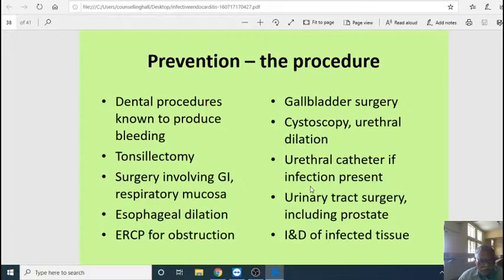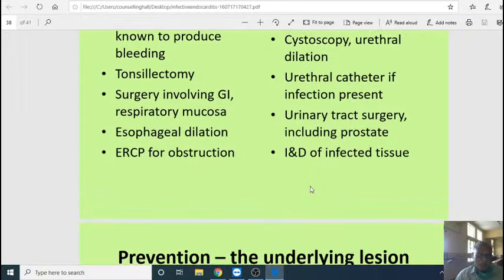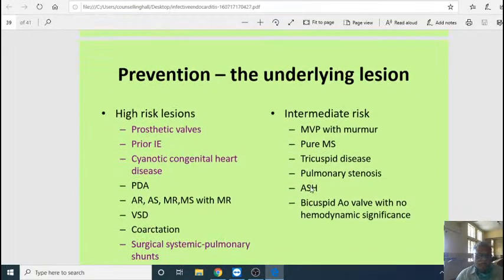Procedures to consider: the dental procedure is known to produce bleeding, and tonsillectomy, surgery involving GI and respiratory mucosa, esophageal dilatation, ERCP for obstruction, gallbladder surgery, cystoscopy, urethral dilatation, urethral catheter if infection is present, urinary tract surgery including prosthetic surgery, and incision and drainage of infected abscesses, and prevention depends on the underlying lesion.